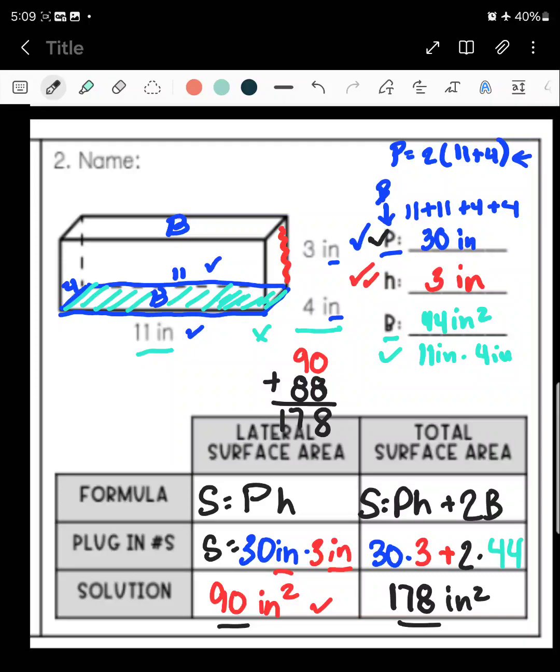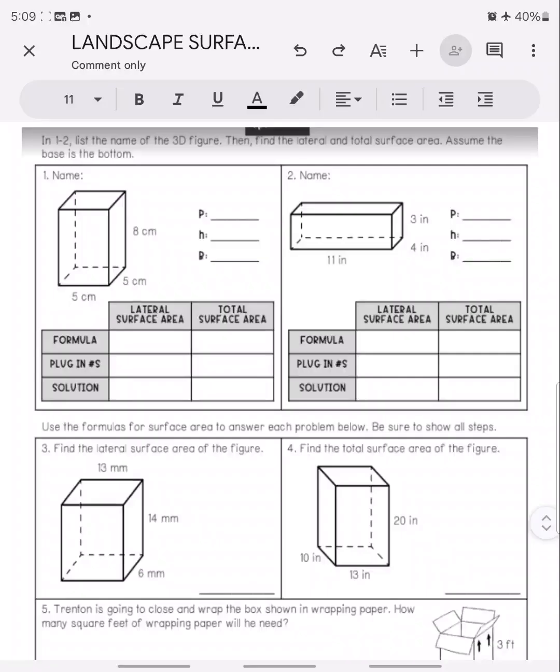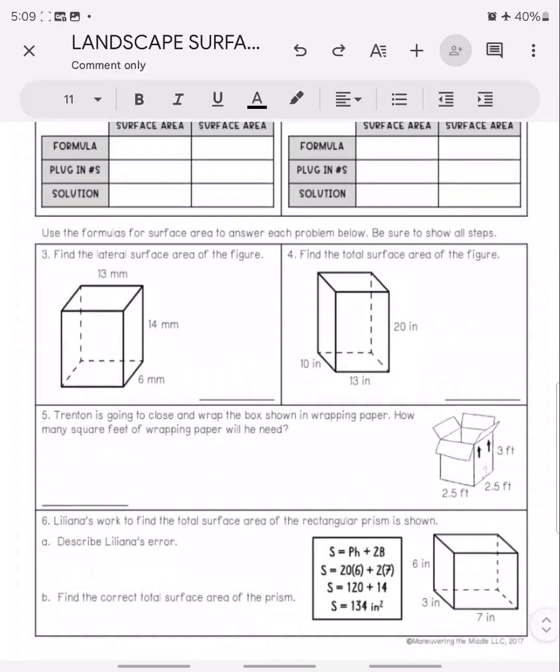And that's it, guys. That's how you're going to do those problems. And remember to make sure that you're reading the problem, because you don't want to be finding total surface area if they're not asking you to find total surface area. For example, it says right here, find the lateral surface area of the figure. So the formula you're using is going to be Ph, right? So make sure that you're labeling on the side. What was the perimeter? Make sure you're using the highlighter. What was the height? I want to know.